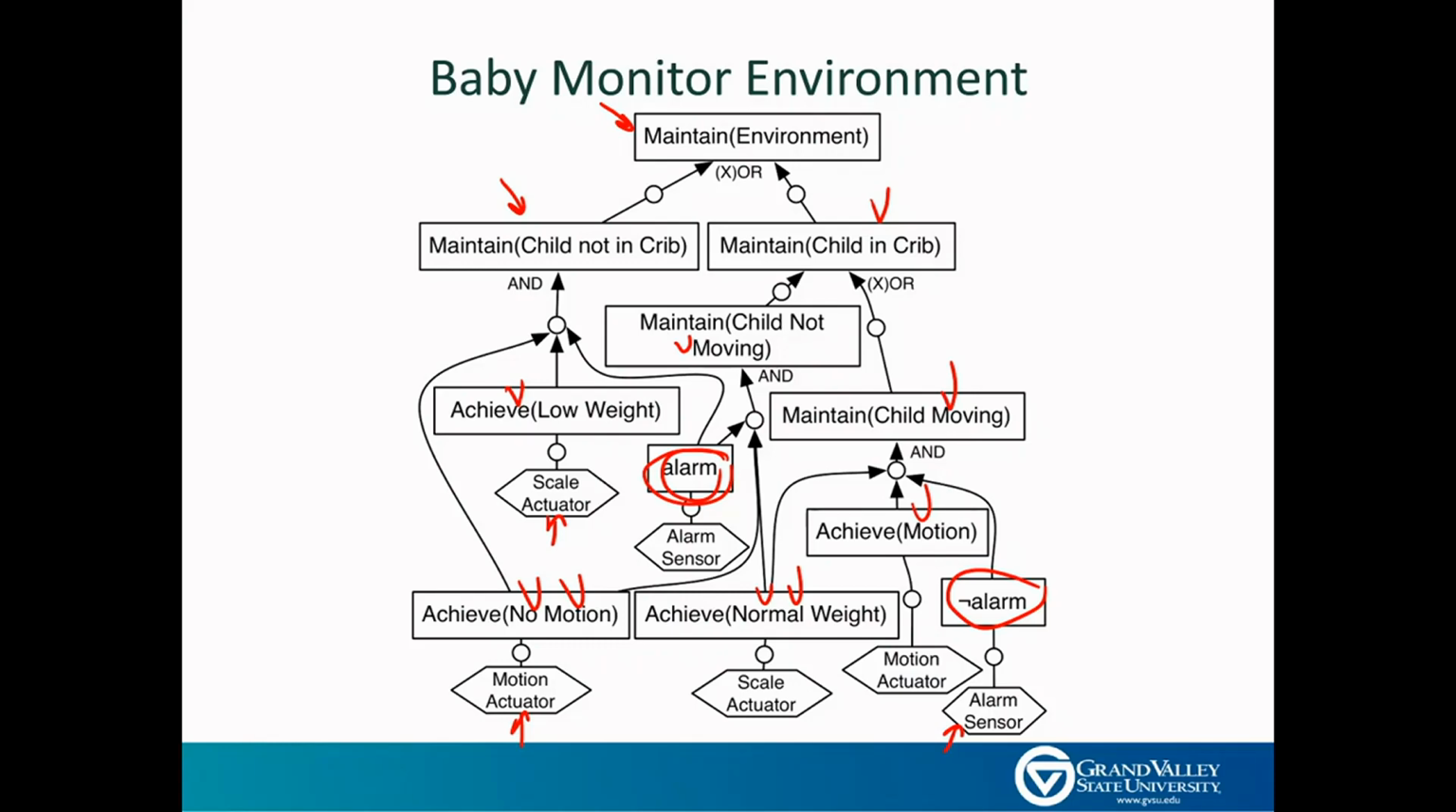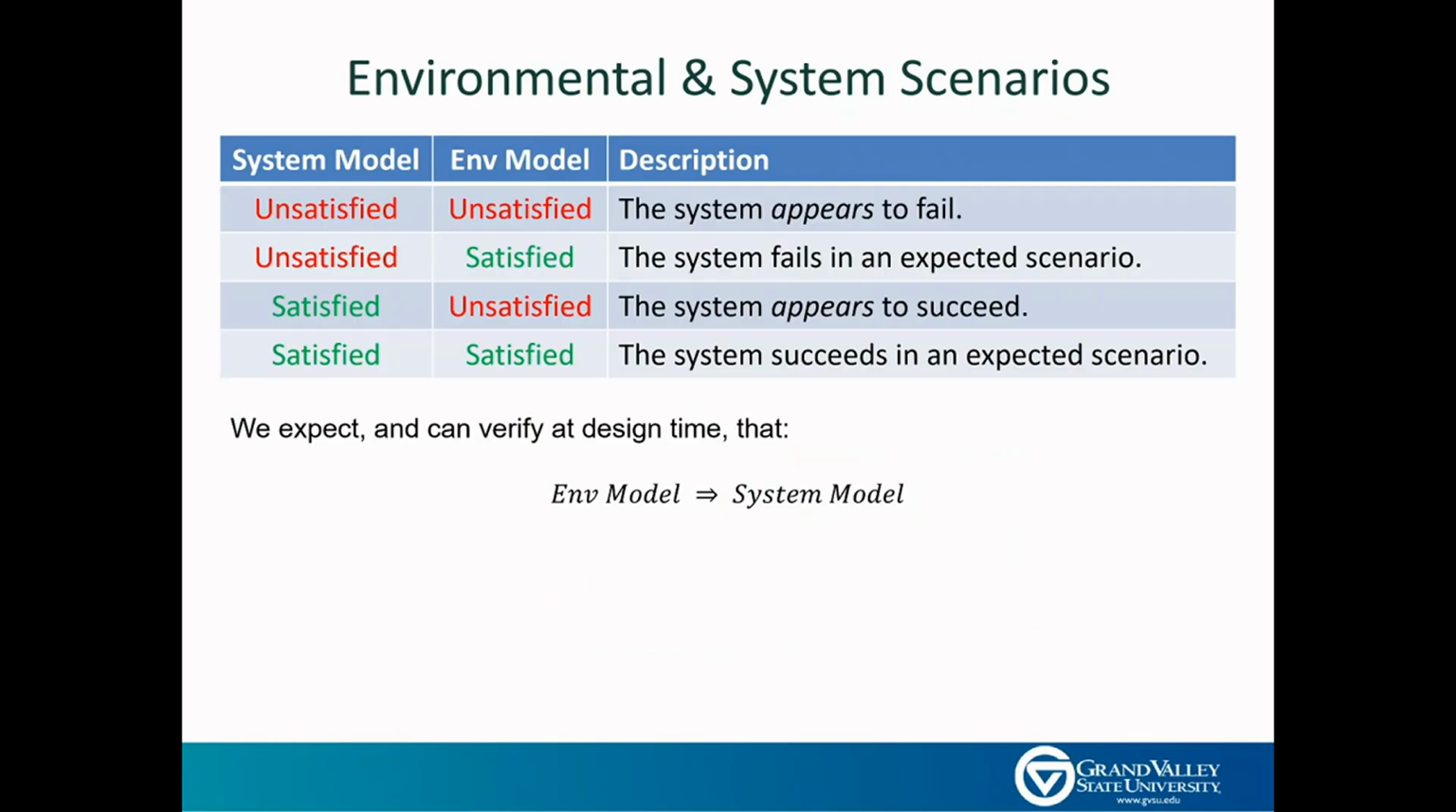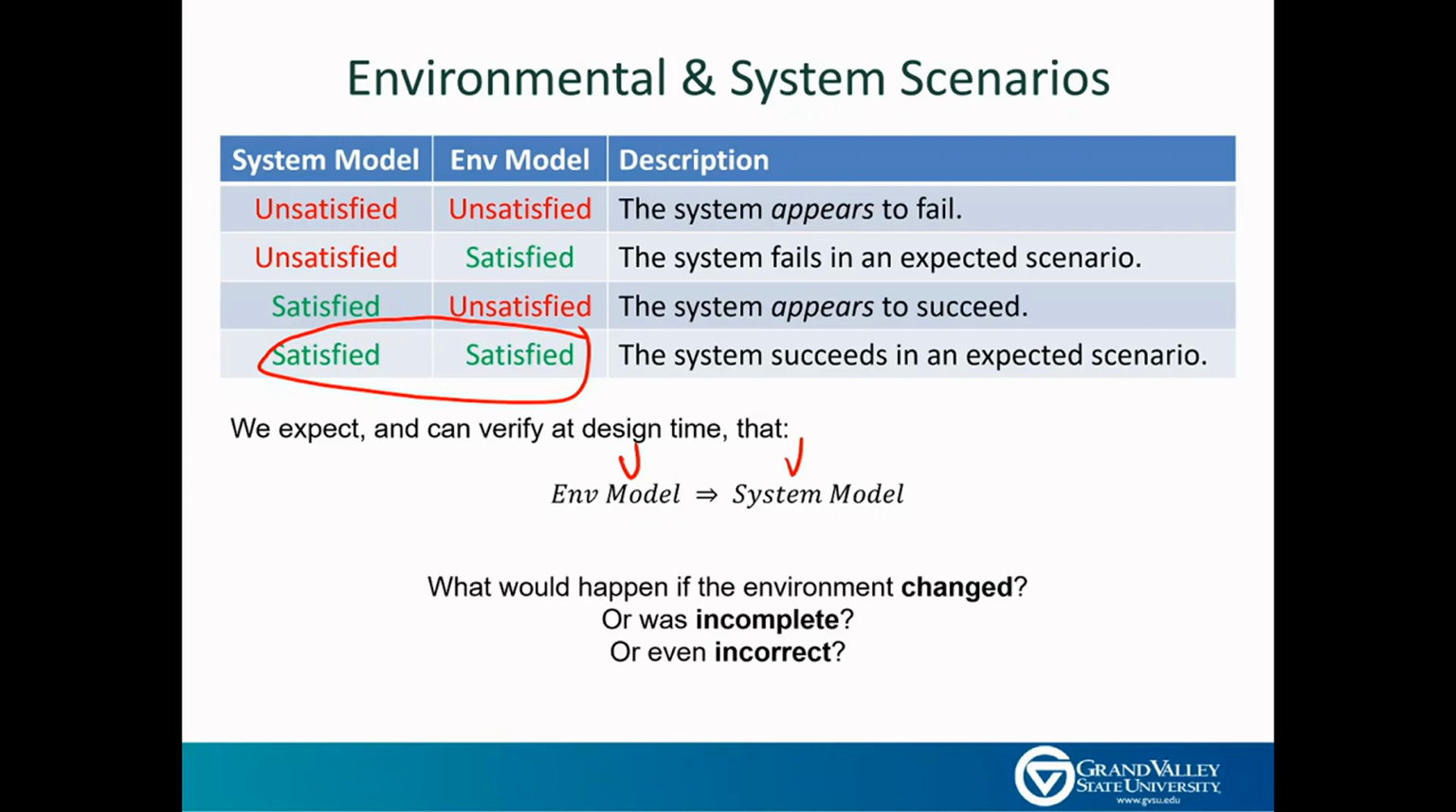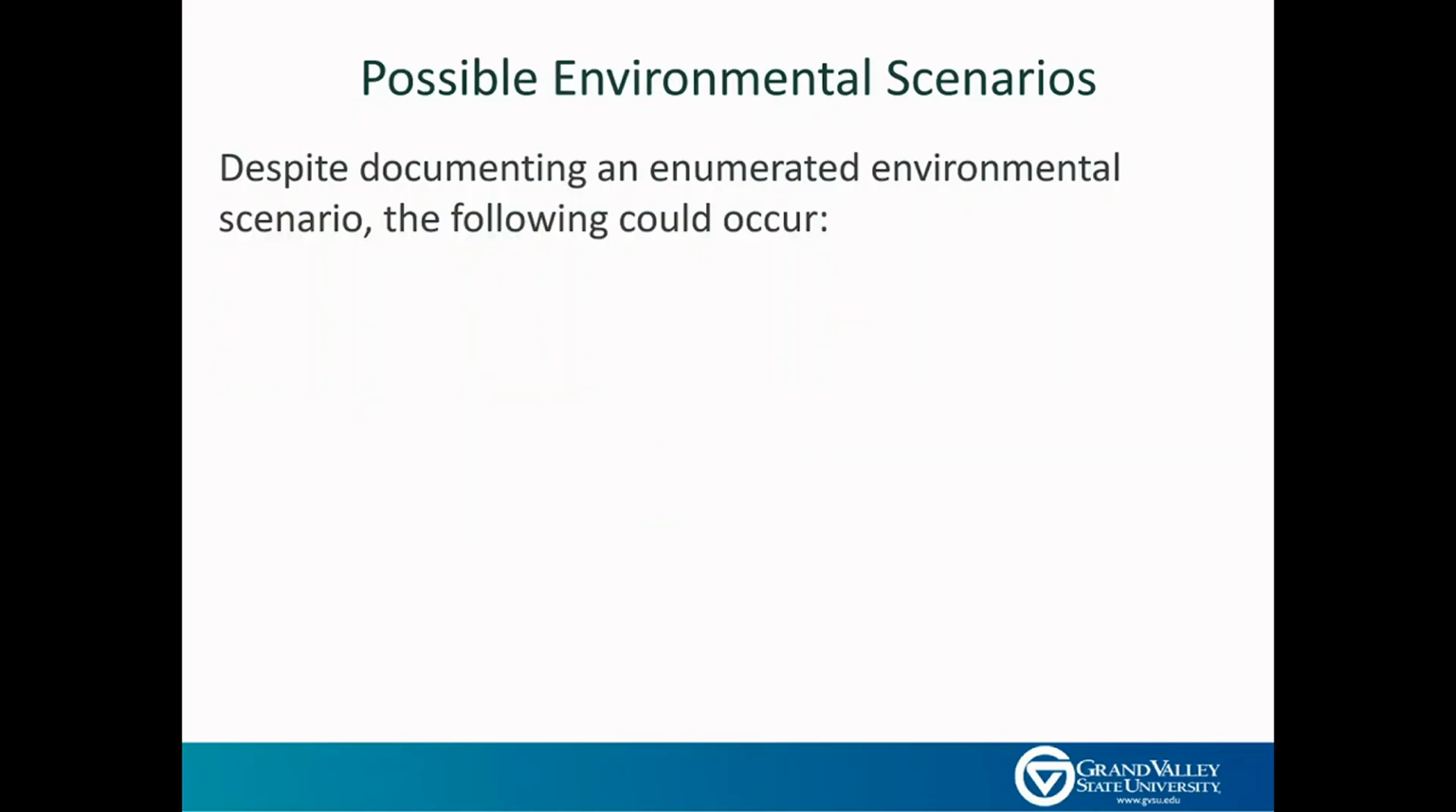Now, if we think of the satisfaction of this entire system, we can think of really what we want is we want to be able to have a satisfied environmental model, meaning that we've enumerated the right things, and in all of those situations, the system is satisfied. And so we can verify at design time that given our environmental assumptions, we've created a system that works appropriately. And we could verify this in a variety of ways. But what happens if the environment changes? What if it was incomplete to begin with, or even just incorrect? Well, there's a handful of scenarios that could occur.